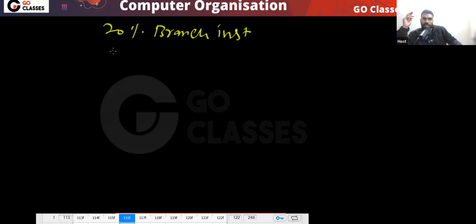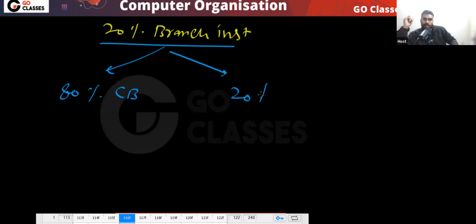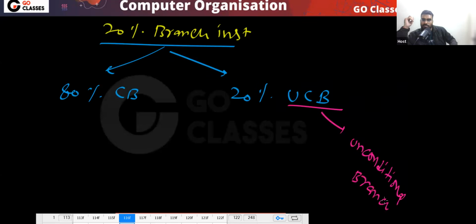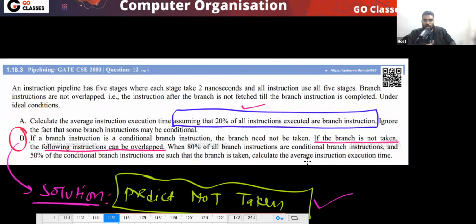In total, there are 20% branch instructions. What is the question saying about these 20% branch instructions? In these 20% branch instructions, 80% are conditional branches. So it means 20% are unconditional branches. Agree?